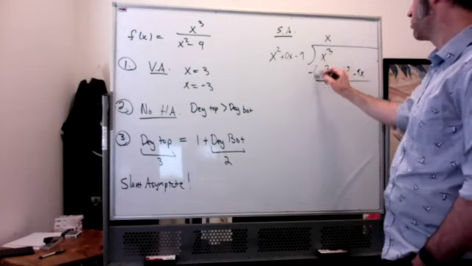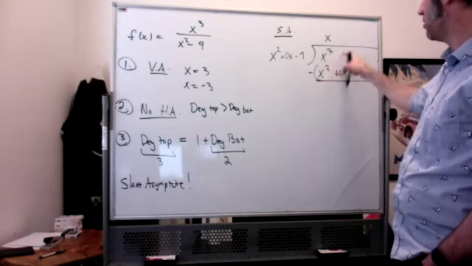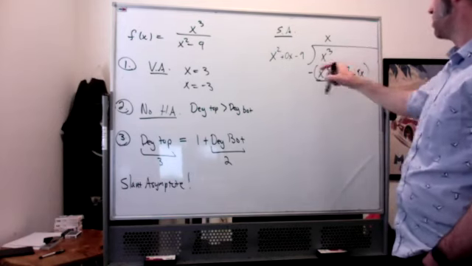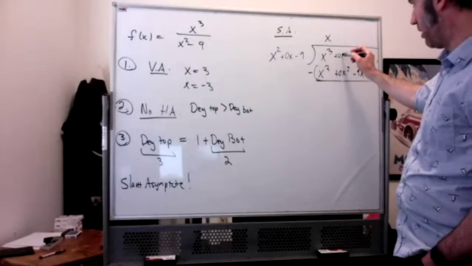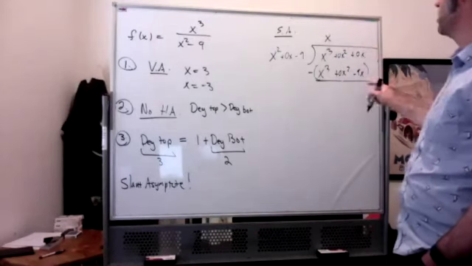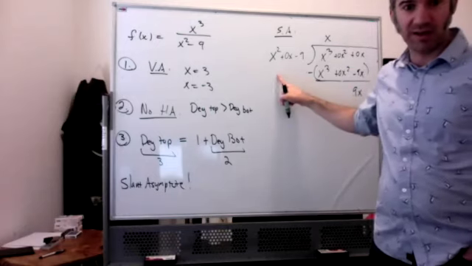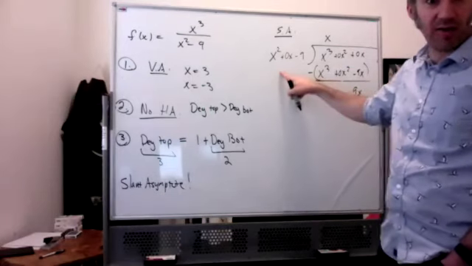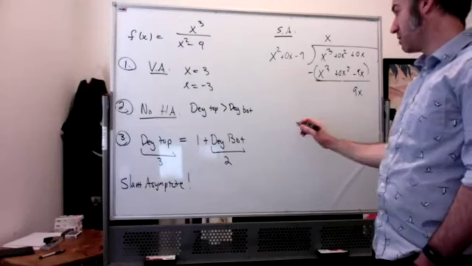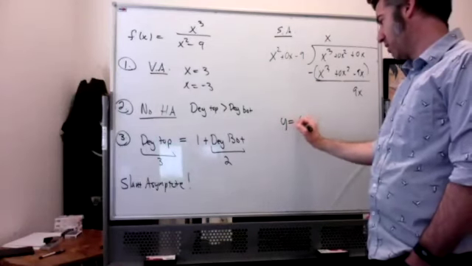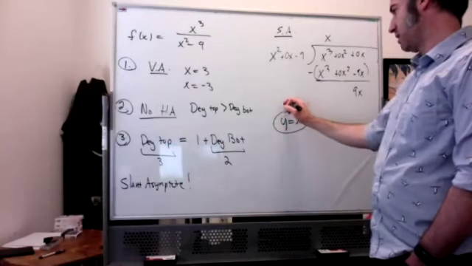Subtract. 0, 0. You could write these here, 0x squared, 0x. And 0x minus minus 9x is 9x. x squared doesn't go into 9x because its power is higher, so we stop. And we say that y equals x is our slant asymptote.